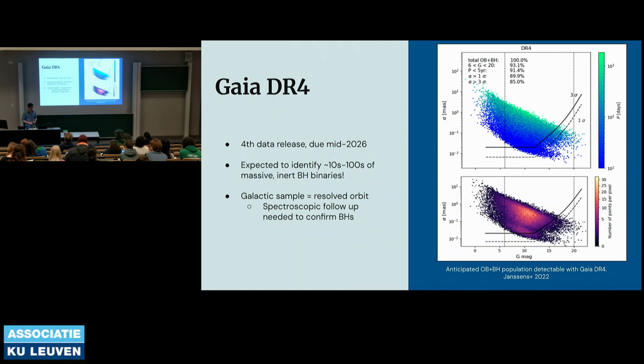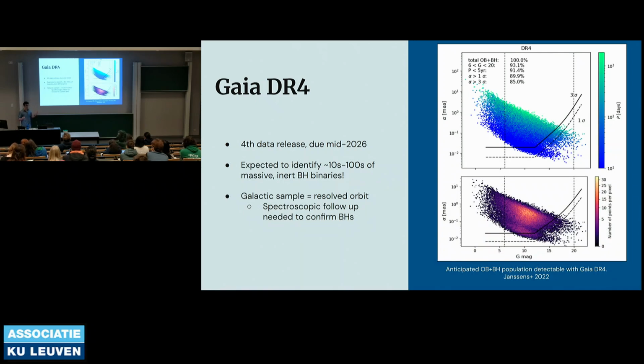They ended up including cuts that got rid of a lot of those, which of course affected Sutkin's PhD. This is a plot from Sutkin's paper where she looked at what they expect to get from DR4 in terms of the OB plus black hole population that you can identify with Gaia DR4.